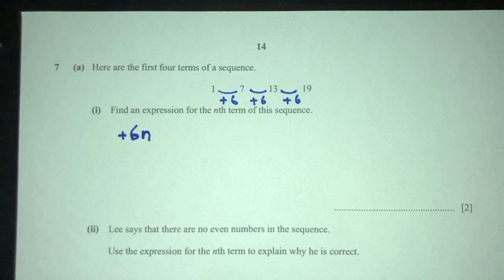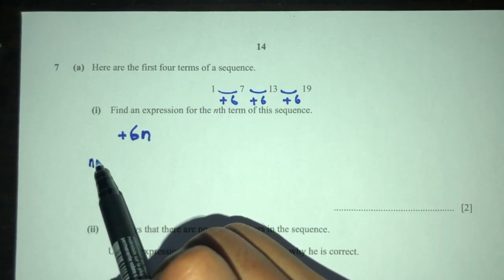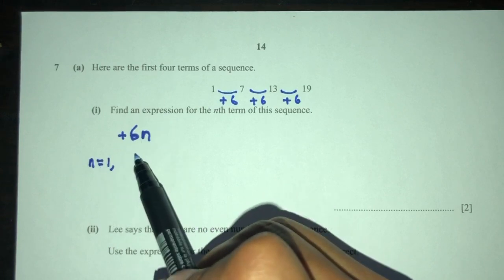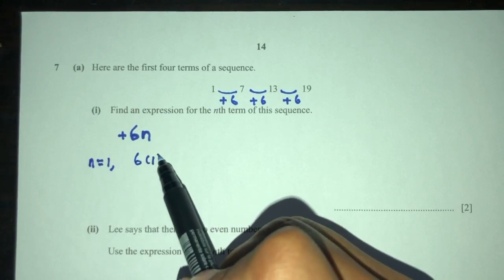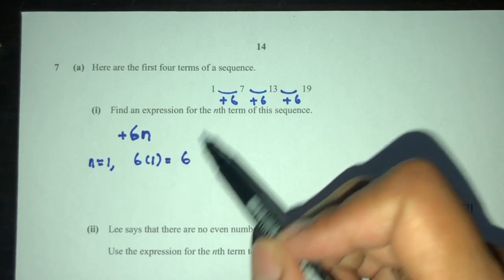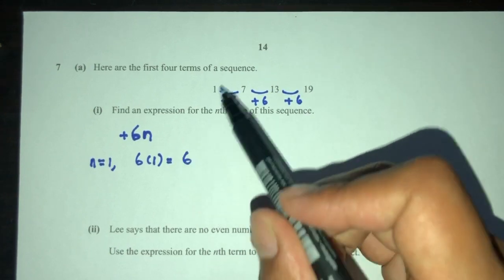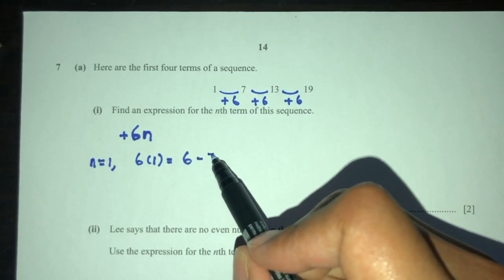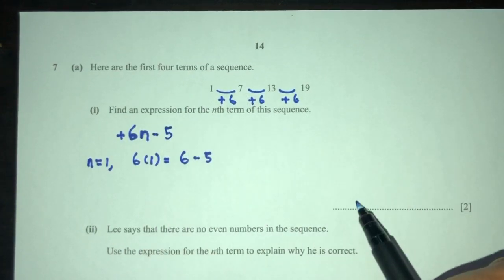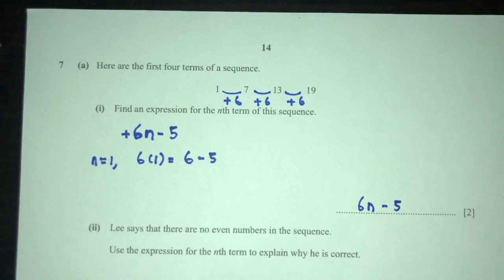Now, we know that the first term is equal to 1. So basically, 1n, this is the first term, term number 1. If we replace n here, that will be plus 6 times 1. You're getting the value of 6. However, you're supposed to get 1, right? This is the first term. So how can you change 6 to 1? We have to minus 5 to get 1. So same thing, minus 5 right here. So the nth term will be 6n minus 5. That is part 1 of your question.